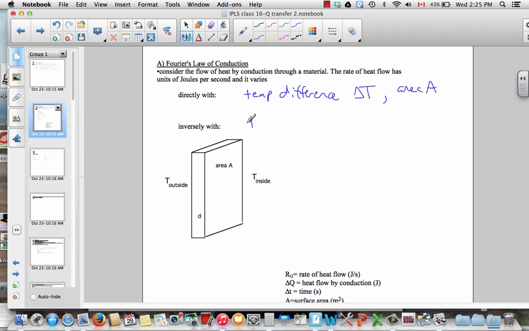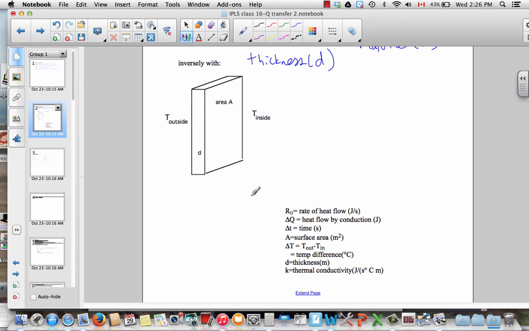It varies inversely with the thickness, because a thicker material has a smaller rate. That's inverse variation. I'll use D for thickness because I'm going to have T for time and T for temperature, so I'll use D for thickness. The last thing that influences this is the material. And there's a constant known as K, which is the conductivity, and the rate of flow of thermal energy varies directly with that conductivity. So let's build Fourier's law.